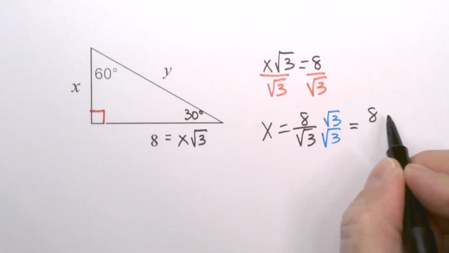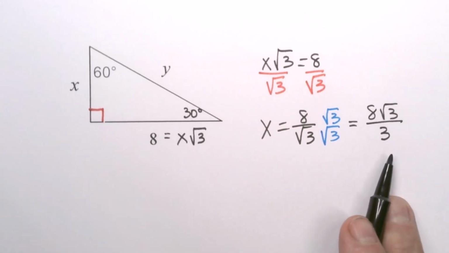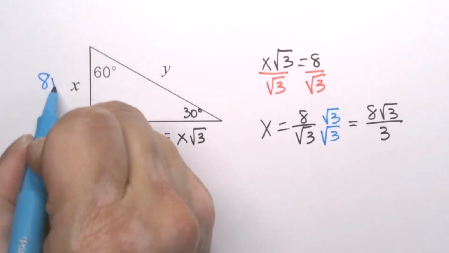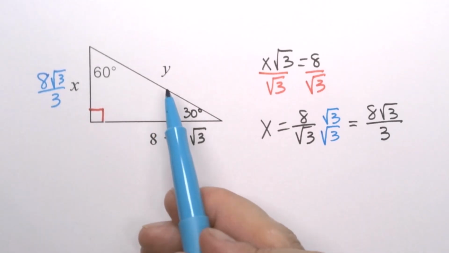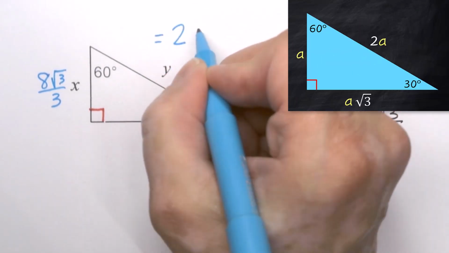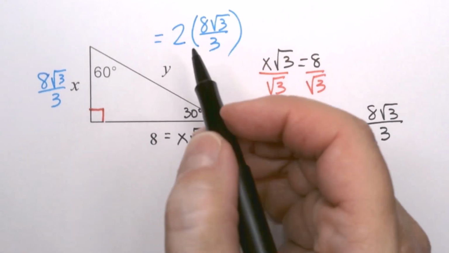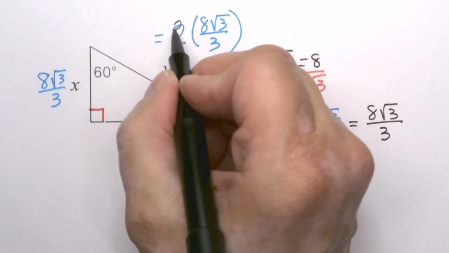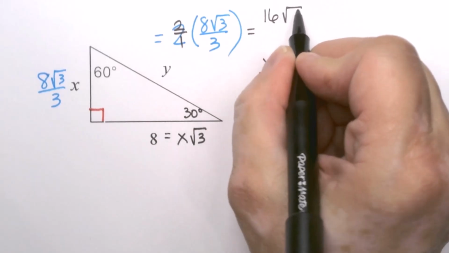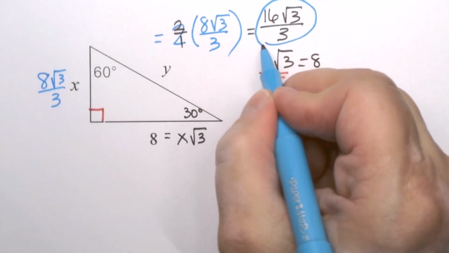So what we end up with is 8 times the square root of 3 over the square root of 3 times the square root of 3, which is just 3. So this is your short side. This x equals that. So this is 8 square root of 3 over 3. Now to get this guy, y is going to equal 2 times 8 square root of 3 over 3. If it's been a minute since you've taken a whole number times a fraction, just rewrite this as 2 over 1, and then multiply straight across. 2 times 8 is 16, times the square root of 3 over 3. So that is your hypotenuse.